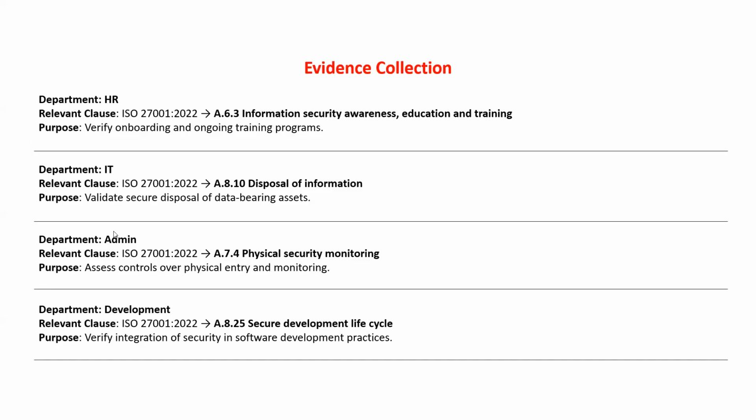So we have looked into this as well. For HR specifically, I'm targeting control number 6.3 regarding information security awareness, education and training. What is the purpose? To verify onboard and ongoing training programs. So we looked into that charter, we looked into that documentation, and other supporting evidence as well, whether this organization is maintaining the security awareness training.